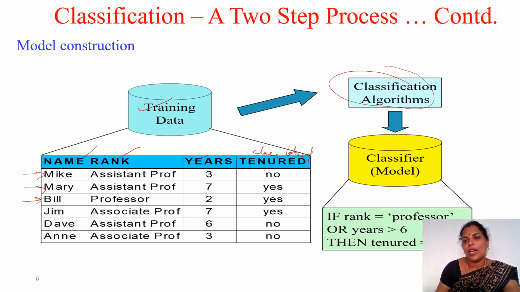Using the model, we can extract some rules, and we can classify the data. Suppose if rank equals professor or years greater than 6, then tenure equals yes. Likewise, some rules are generated from the decision tree. So using the rules, we can classify the data.